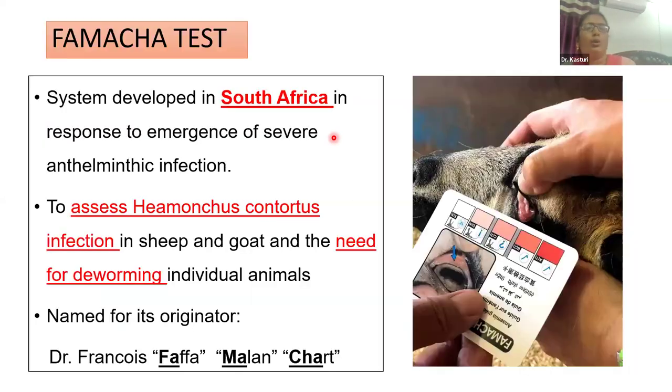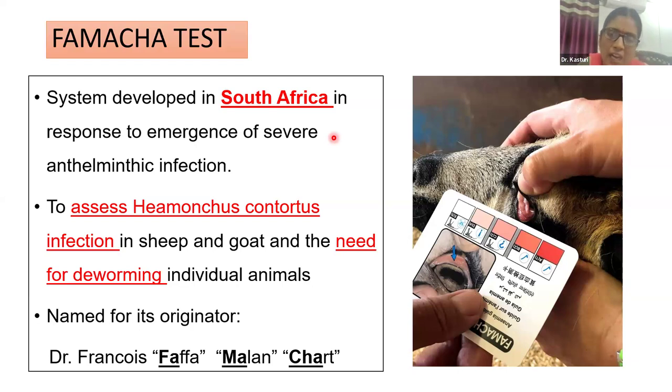The term we used earlier, targeted selective treatment: how can we approach this? There is a particular test called the FAMACHA test. This FAMACHA system was developed in South Africa by the scientist Francois Malan. He introduced this chart to treat animals suffering with Haemonchus contortus. Haemonchus contortus is commonly referred to as a blood-sucking parasite, which survives on the host's blood. The presence of this worm causes the animal to become anemic.